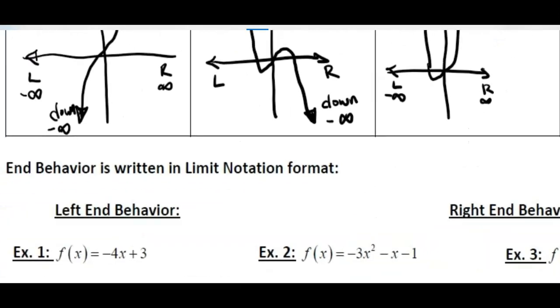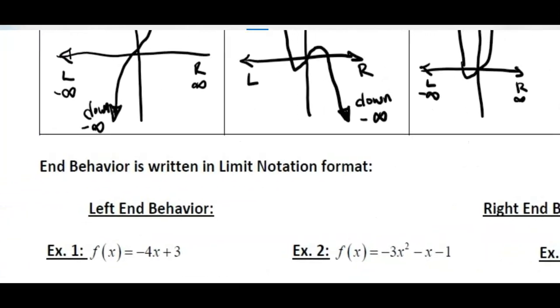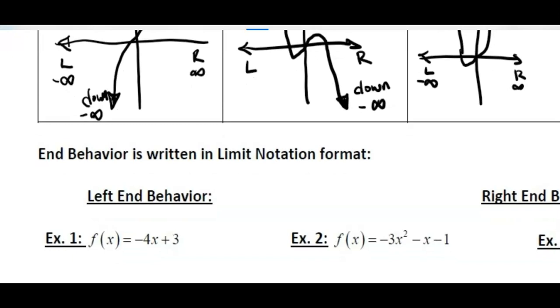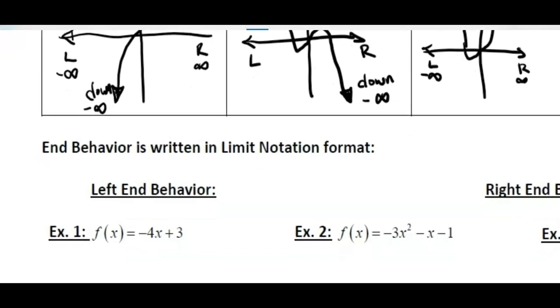So when we say that end behavior is written in limit notation format, we're going to do the same thing that we did in those other 4 examples we just saw. But now we're going to write it in limit notation. So for left end behavior, that means we've got the limit as x approaches negative infinity of f of x, and that equals, and there we would put, if it was going up, positive infinity. If it was going down, we put negative infinity.